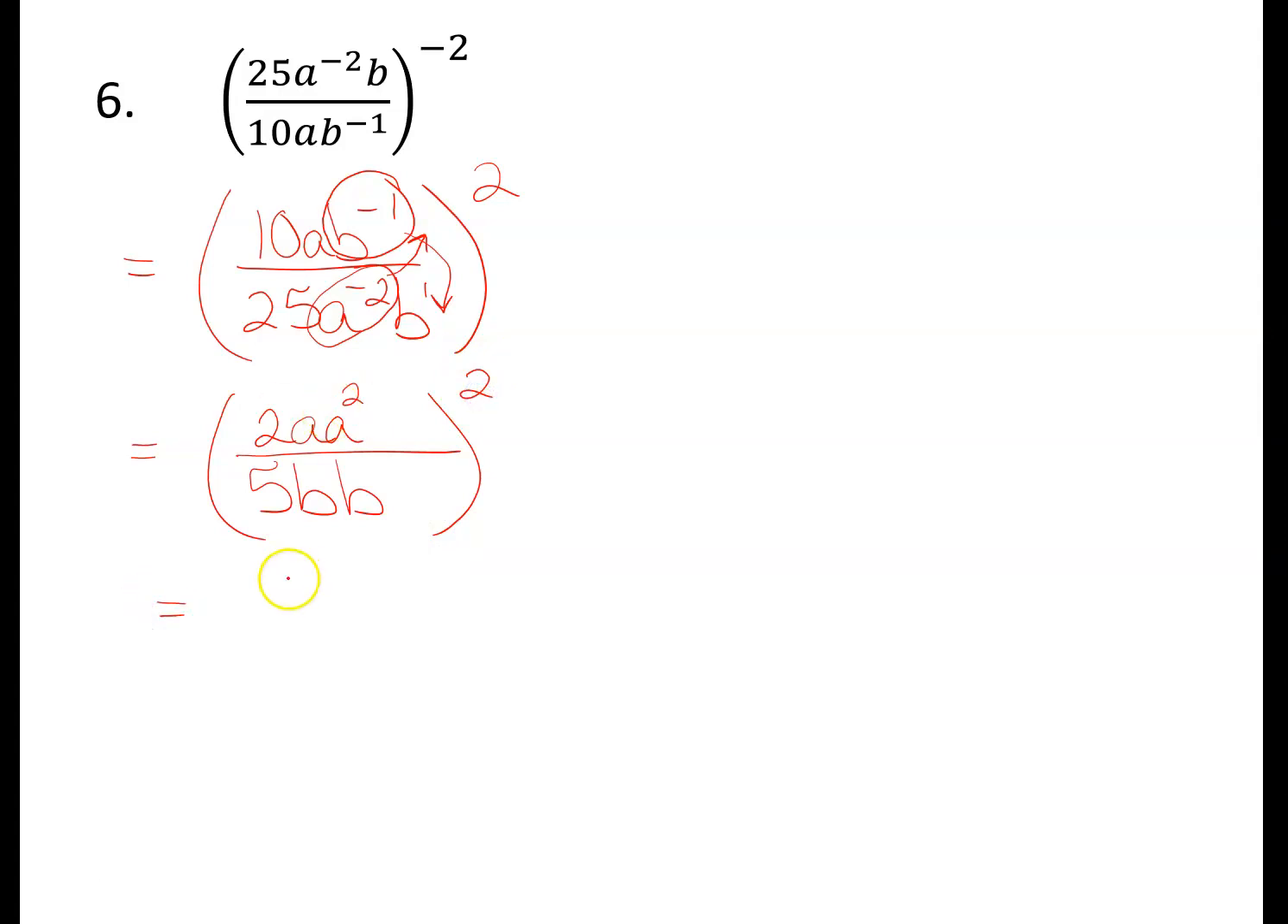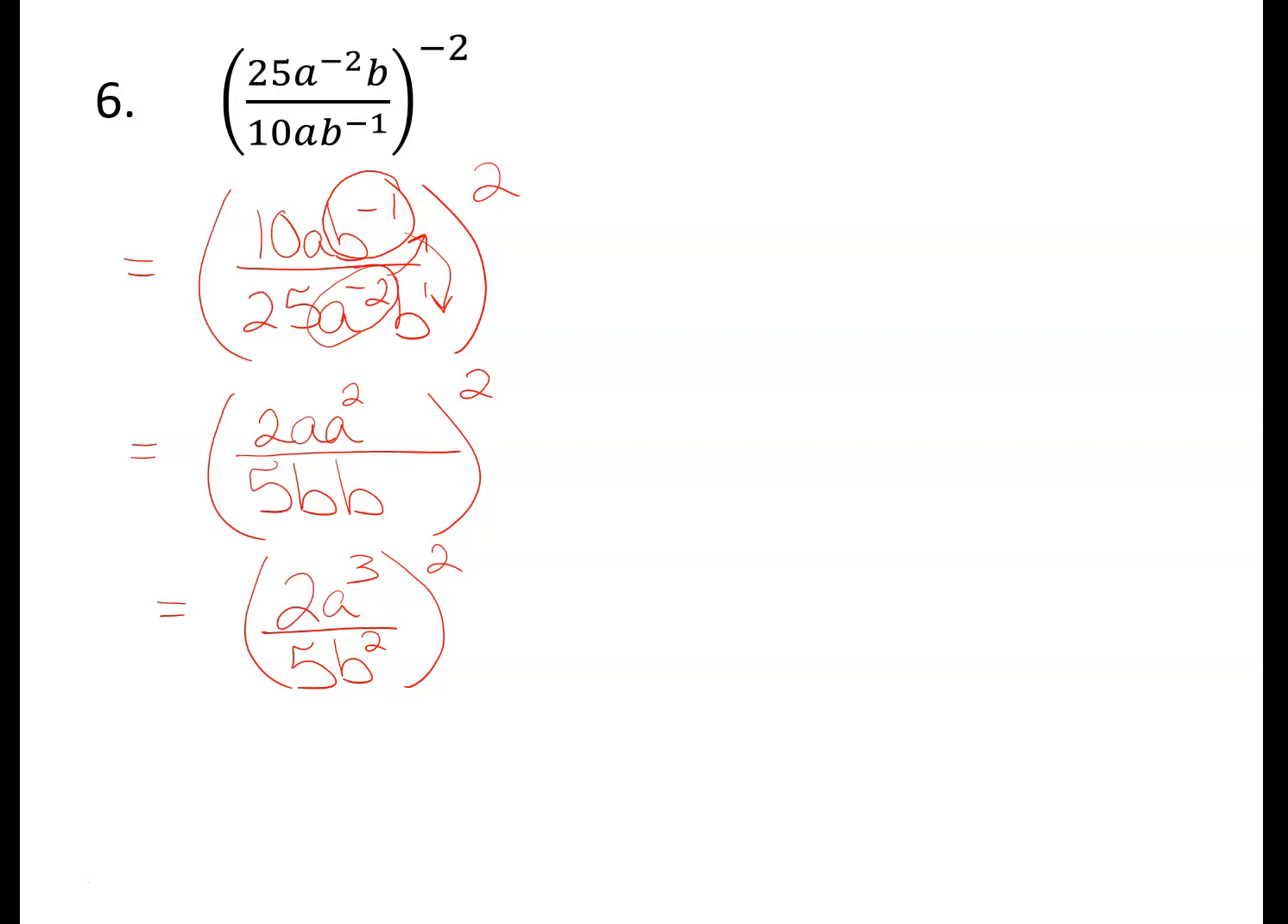So now we can multiply our a's. We're adding the exponent, so it'd be 1 plus 2 would make a cubed. And on bottom, b times b is b squared. And again, we still have our outside exponent. Now we have simplified the inside fraction as much as we can.